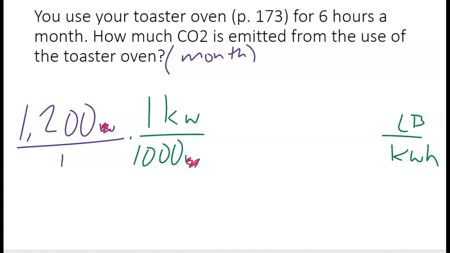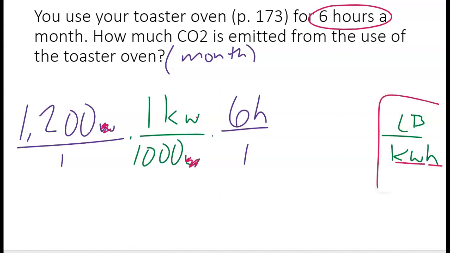So watts cancels out, and now I have kilowatts, which is good. That's part of it. But the other part is hours. So now we think, how long do we use this toaster oven? Well, I'm using it for 6 hours. So okay, fine, let's multiply this by 6 hours over 1. That makes me have kilowatt hours. Good, there's my hours. Actually, let me just erase this over here.